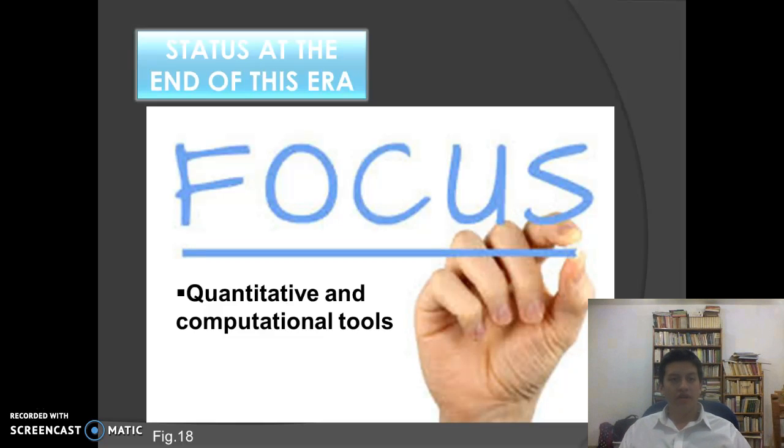State at the end of this era. The approach at the end of this era: the acquisition of concrete facts, premise measurement, as well as human systems and analysis. These systems were used for the design and improvement of work systems. Industrial engineers focused on the development of quantitative and computational tools.